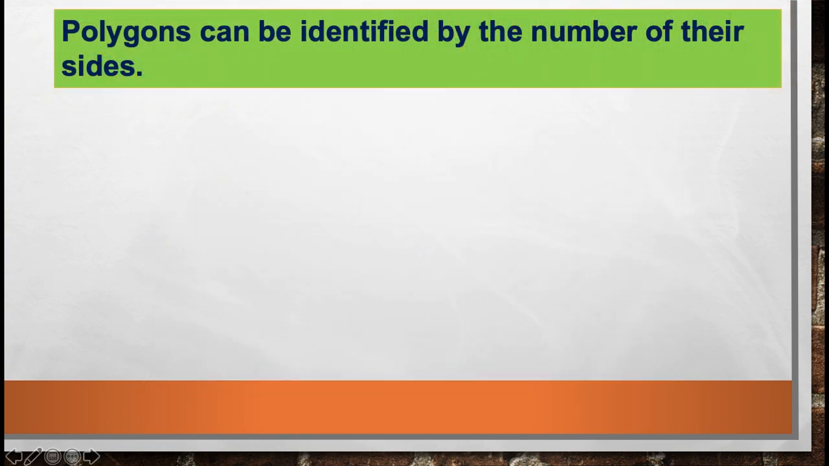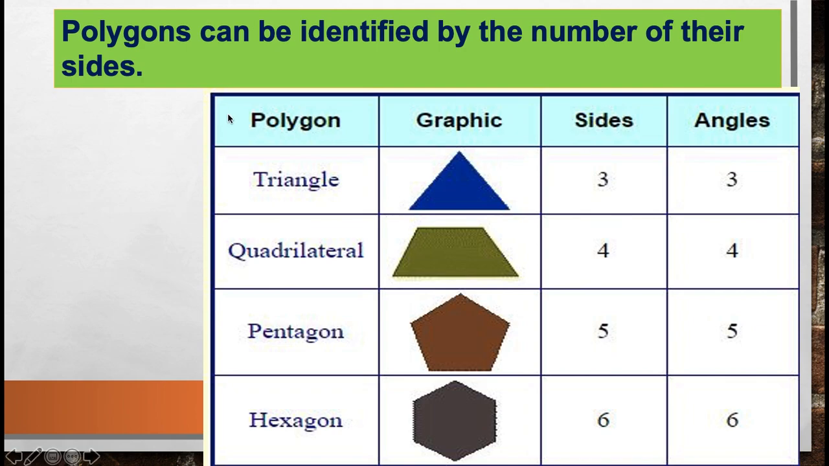Now students, polygons can be identified by the number of their sides. There are different types of polygons, starting from triangles, the three-sided figures. The first polygon we will speak about is the triangle. I have given the graphic also: it has 3 sides and 3 angles. Likewise, a quadrilateral is another type of polygon. It has 4 sides and 4 angles.